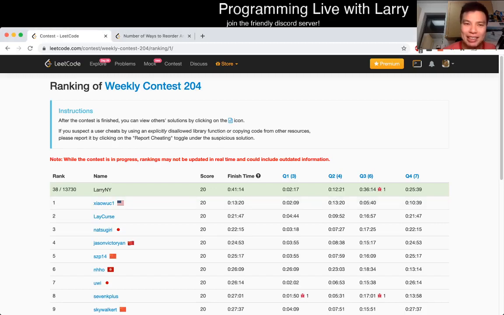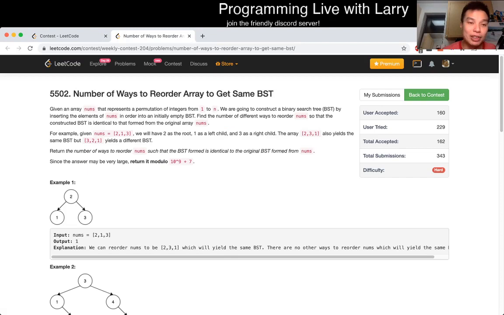This is me going over weekly contest 204's Q4, number of ways to reorder an array to get the same BST.